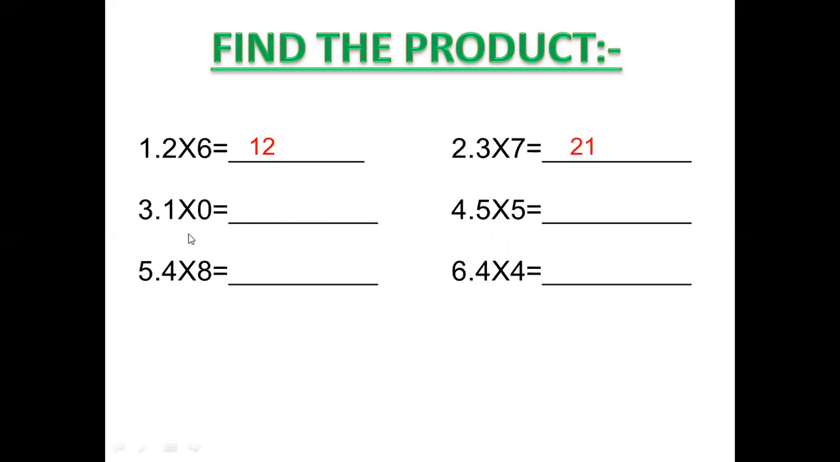Number 3. 1 times 0 is equal to what? Yes, we just now did. If we multiply any number with 0, the answer will always be 0. Yes, 1 times 0 is equal to 0. Number 4. 5 times 5 equals to what? 5 times 5 equals to 25. Number 5. 4 times 8 is equal to what? 4 times 8 is equal to 32. Number 6. 4 times 4 equals to what? 4 times 4 equals to 16.